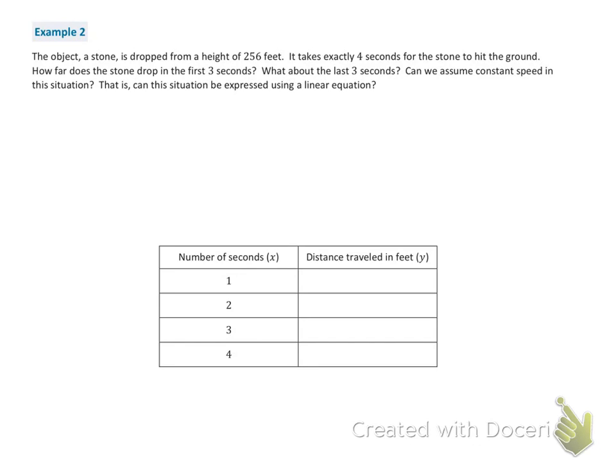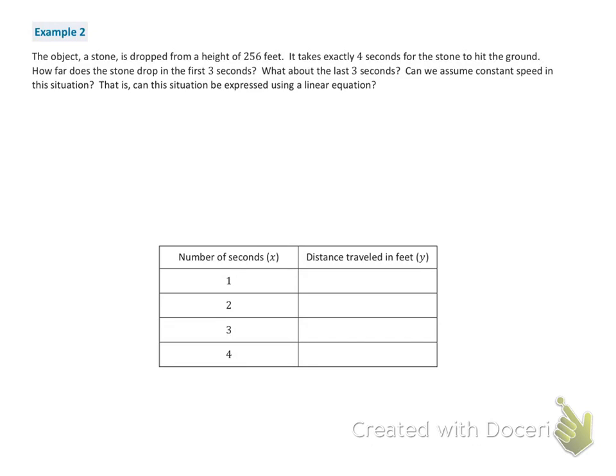Okay, so let's look at example 2 now. The object, a stone, is dropped from a height of 256 feet. It takes exactly 4 seconds for the stone to hit the ground. How far does the stone drop in the first 3 seconds? What about the last 3 seconds? Can we assume constant speed in this situation? That is, can the situation be expressed using a linear equation?